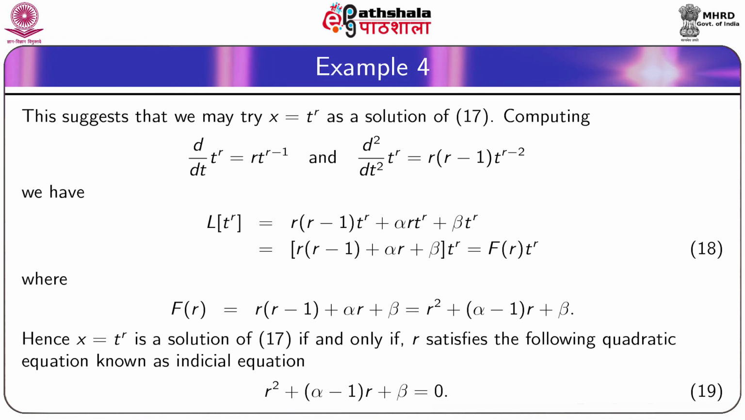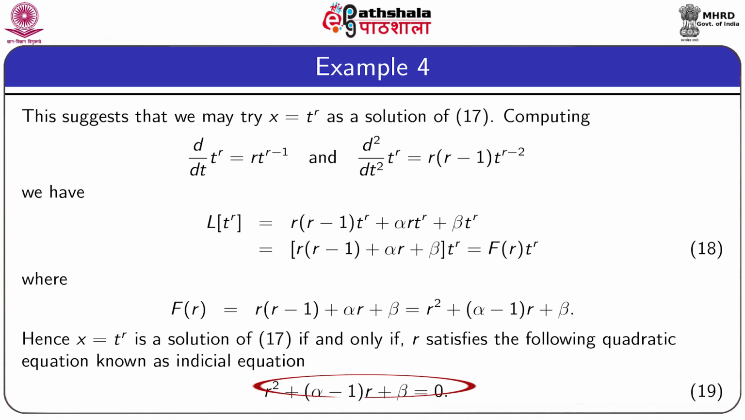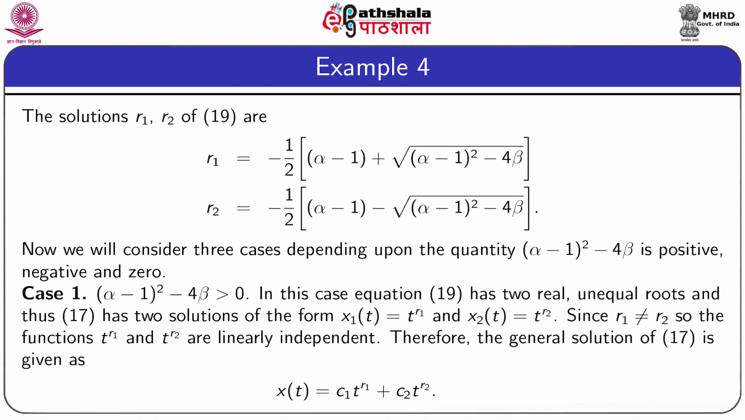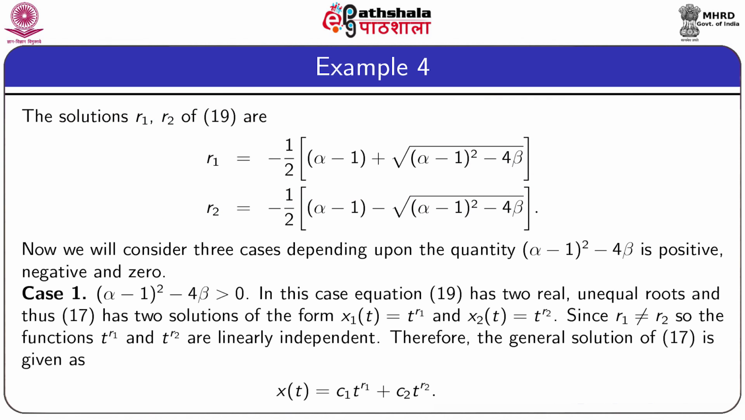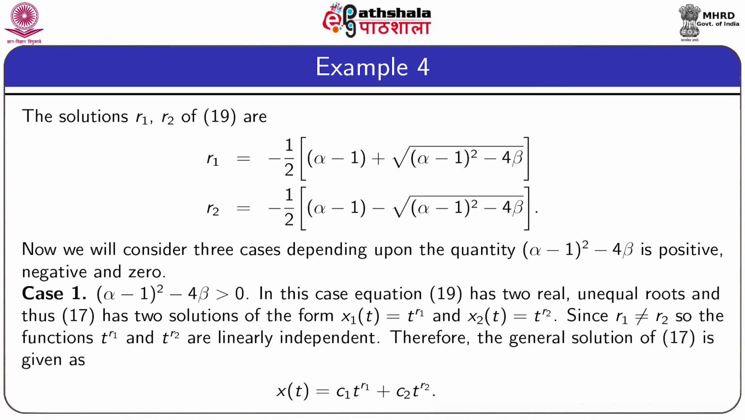Hence, x equal to t to the power r is a solution of 17 if and only if r satisfies the following quadratic equation known as the indicial equation, given by r square plus alpha minus 1 into r plus beta equal to 0, given by 19. The solutions of 19 are given by r 1 equal to minus half into alpha minus 1 plus square root of alpha minus 1 whole square minus 4 beta, and r 2 equal to minus half multiplied by alpha minus 1 minus square root of alpha minus 1 whole square minus 4 beta.